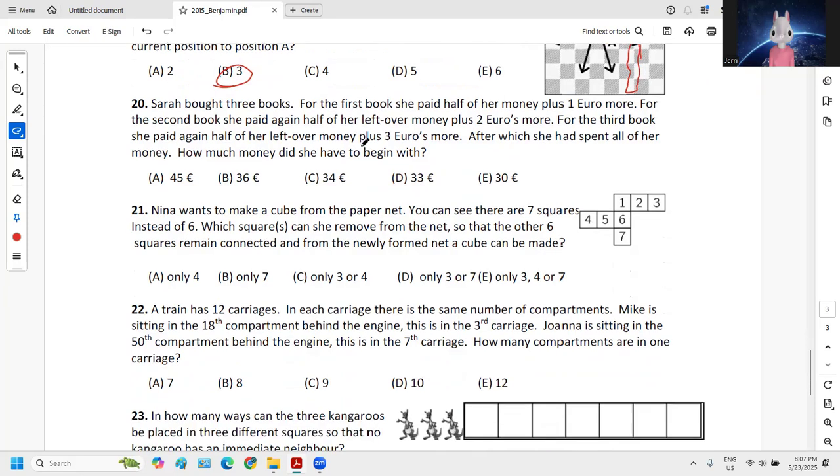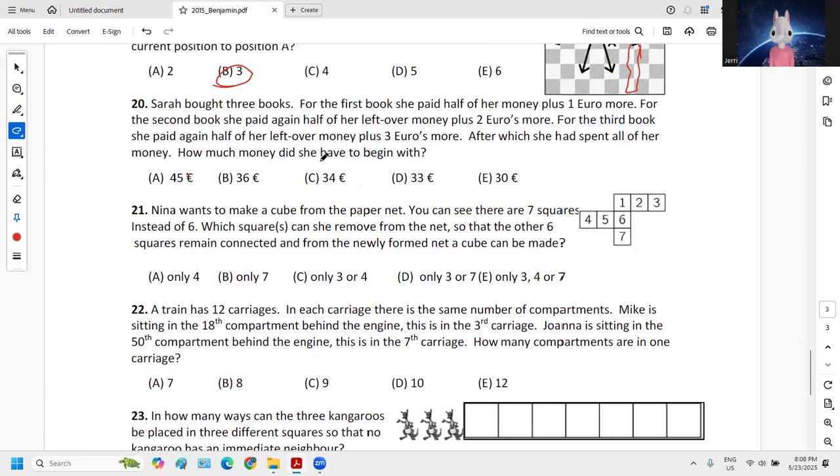Question number 20. Sarah bought 3 books. For the first book, she paid half of her money, plus 1 euro more. For the second book, she paid again half of her leftover money, plus 2 euros more. For the third book, she paid again half of her leftover money, plus 3 euros more. After which she had spent all of her money. How much money did she have to begin with?